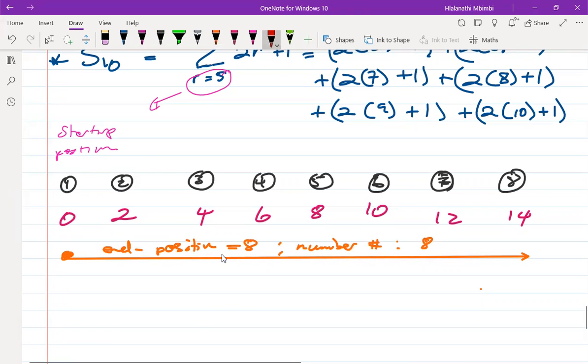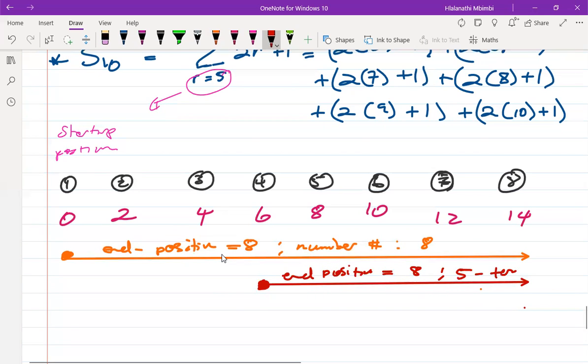But if you somehow change your starting position to be like 4, the number of things that you are adding changes. To start off with, your end position of the series that you are still using is still 8. But the number of items that you're adding is definitely not 8. You're starting at 6, you're adding 6, 8, 10, 12, 14. You're adding 5 terms, my apologies.